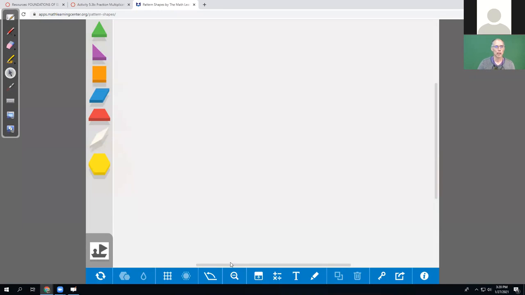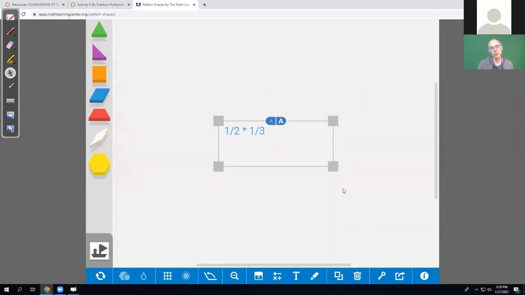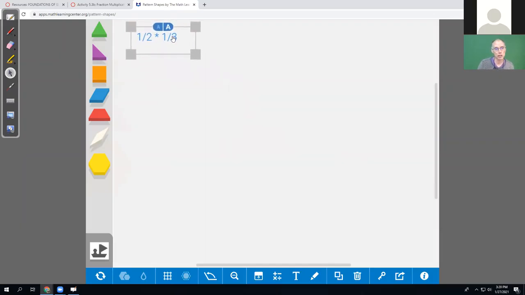So what I want to do here is, let's see, I want 1/2 times 1/3 is what I'm going to model. And anytime you're doing modeling with fractions, you got to know what a whole is. And sometimes we change that. Sometimes a square is a whole. Sometimes a single one of these guys is a whole. Sometimes we've used 2 of those as a whole. So I got to be upfront about what does a whole mean.